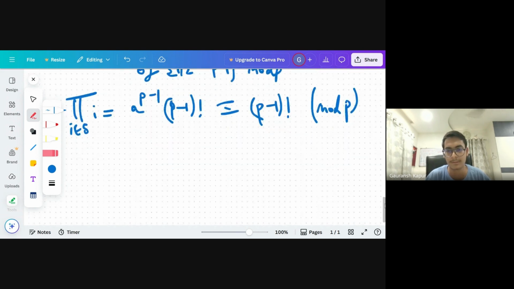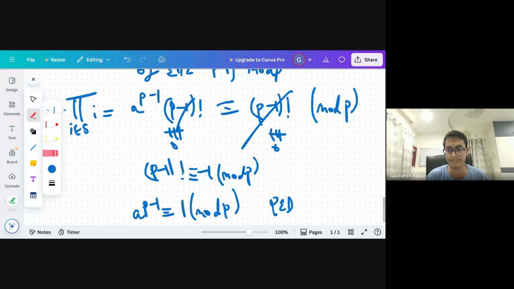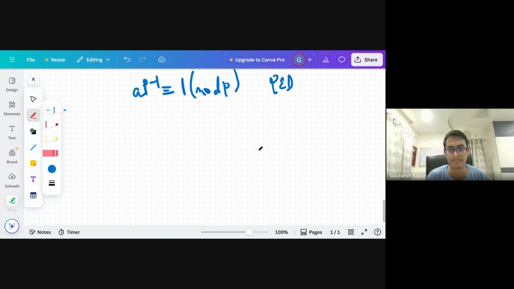And P minus 1 factorial is not congruent to 0 mod P. In fact, it is congruent to minus 1 mod P by Wilson's theorem. So we can safely cancel P minus 1 factorial on both sides, and we get A power P minus 1 is congruent to 1 mod P, which was what we had to prove. I hope this is clear. Okay.